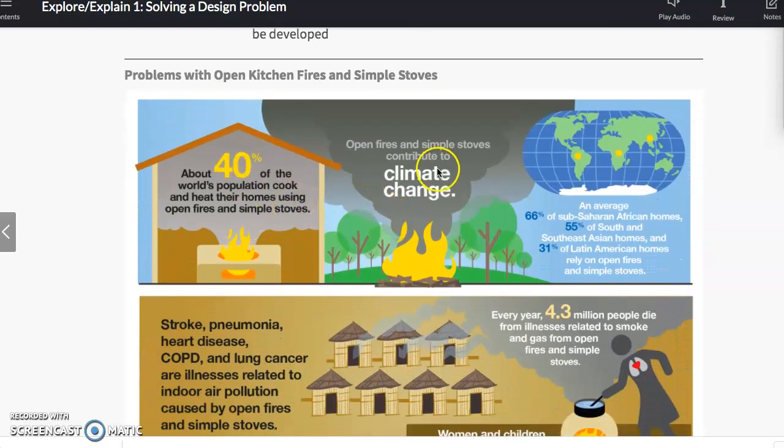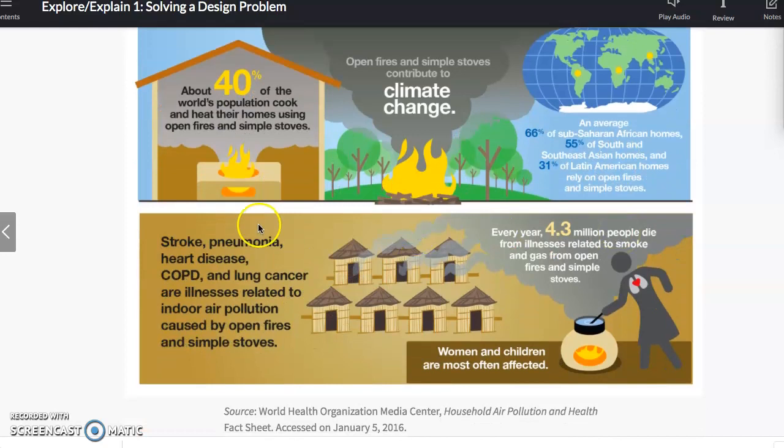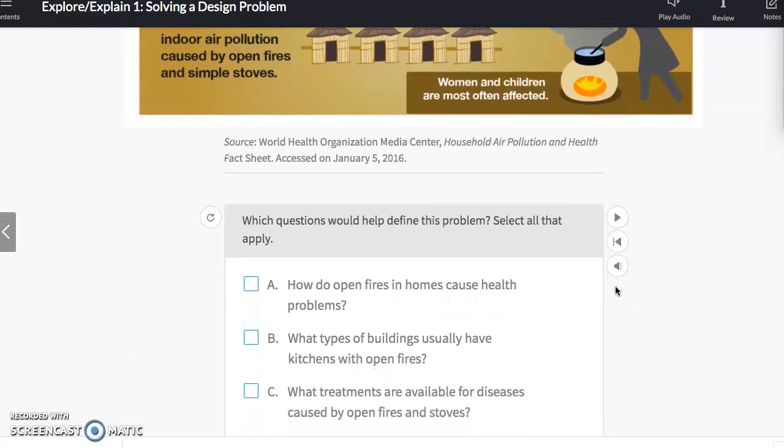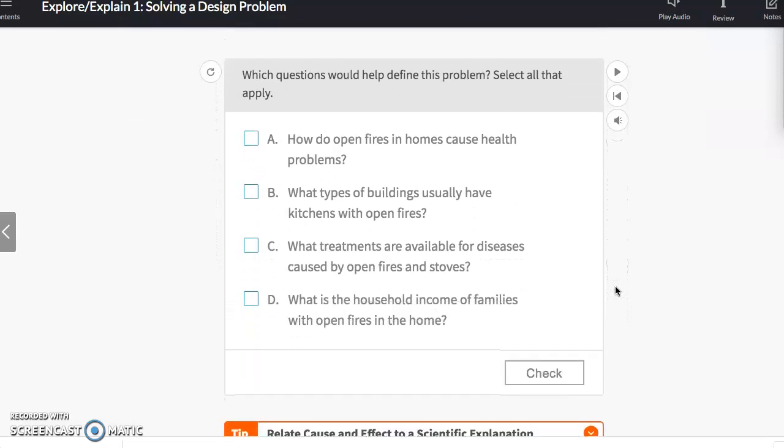Okay. Climate change can be something that happens. Wow. Which questions would help define this problem? How do open fires in homes cause health problems? What types of buildings have kitchens with open fires? What treatments are available for diseases? What is household income? This might help define, but it depends on what they think.